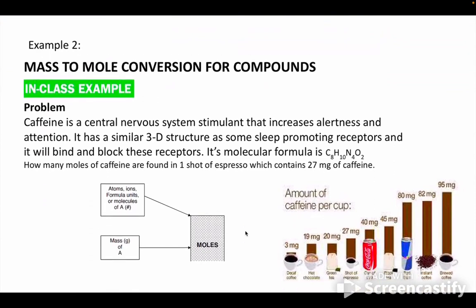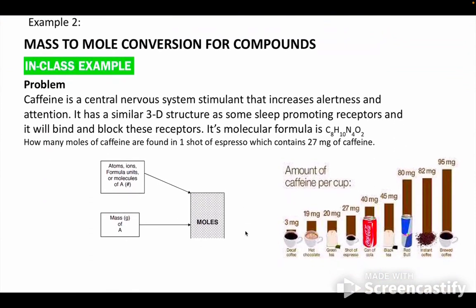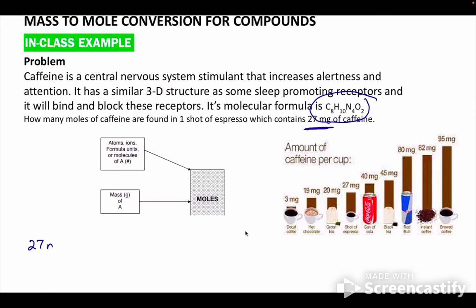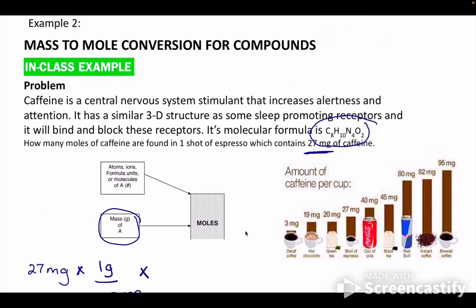Here's another example. We are talking about caffeine, and the molecular formula for caffeine is right there. In this question, we're given that 1 shot of espresso has 27 milligrams of caffeine. We want to enter the mole map here, so we have to convert that into grams. And after that, we need molar mass, so we need to calculate the molar mass of the caffeine molecule. We'll do that similar to what we just did.